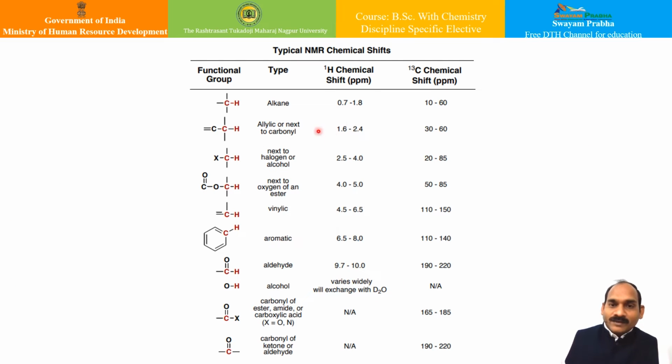This particular table shows the typical NMR chemical shifts. You see the functional group is given in this column, the type of organic moiety is given, the H1 chemical shift is given, and the C13 chemical shift is given. We'll see basically what the H1 chemical shift is right now. For alkane, it is 0.7 to 1.8. Then for carbonyl compounds or allylic compounds, it is 1.6 to 2.4, and so on. You can see over here. These are the references which you can obtain from any of the standard textbooks.